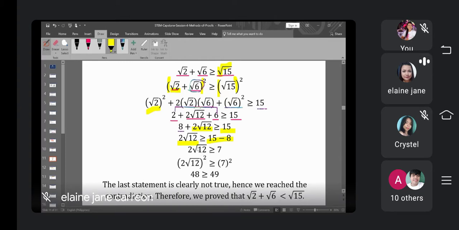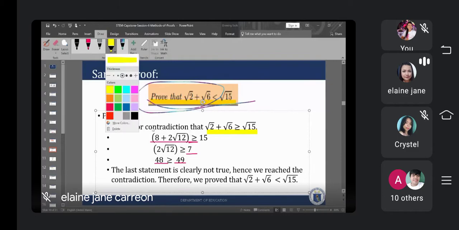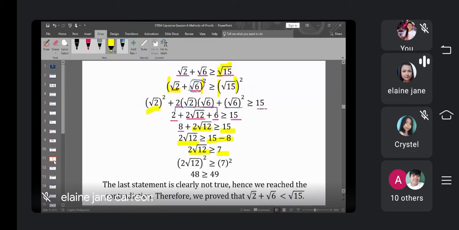So, performing the subtraction or the operation, we have 2 square root of 12 is greater than or equal to 15 minus 8 is 7. Kaya siya naging 7 dito. Ayun. Kaya siya naging 7 na dito. Okay? So, ang dami niyang pinagdaanan. Tapos, dito, yun na kagad yung pinakita.